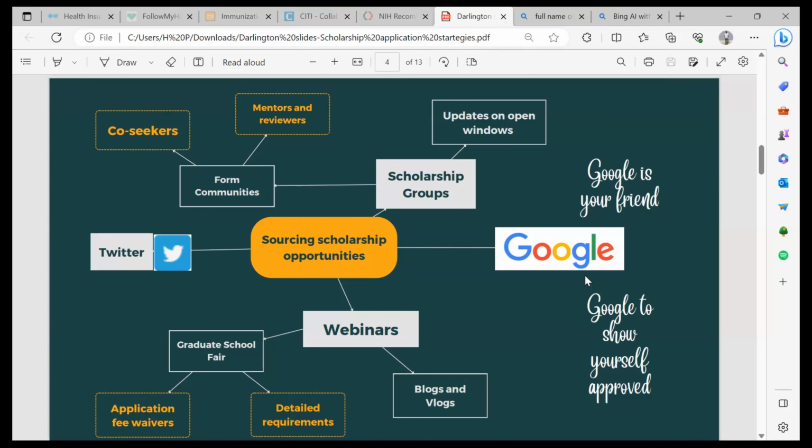You can learn a lot from it. Apart from knowing when application windows are open, you can form communities in scholarship groups. You can get friends who are co-seekers for scholarships. You can even get mentors and people that will review your applications. These are benefits you get from scholarship groups. Belong to as many as you can.